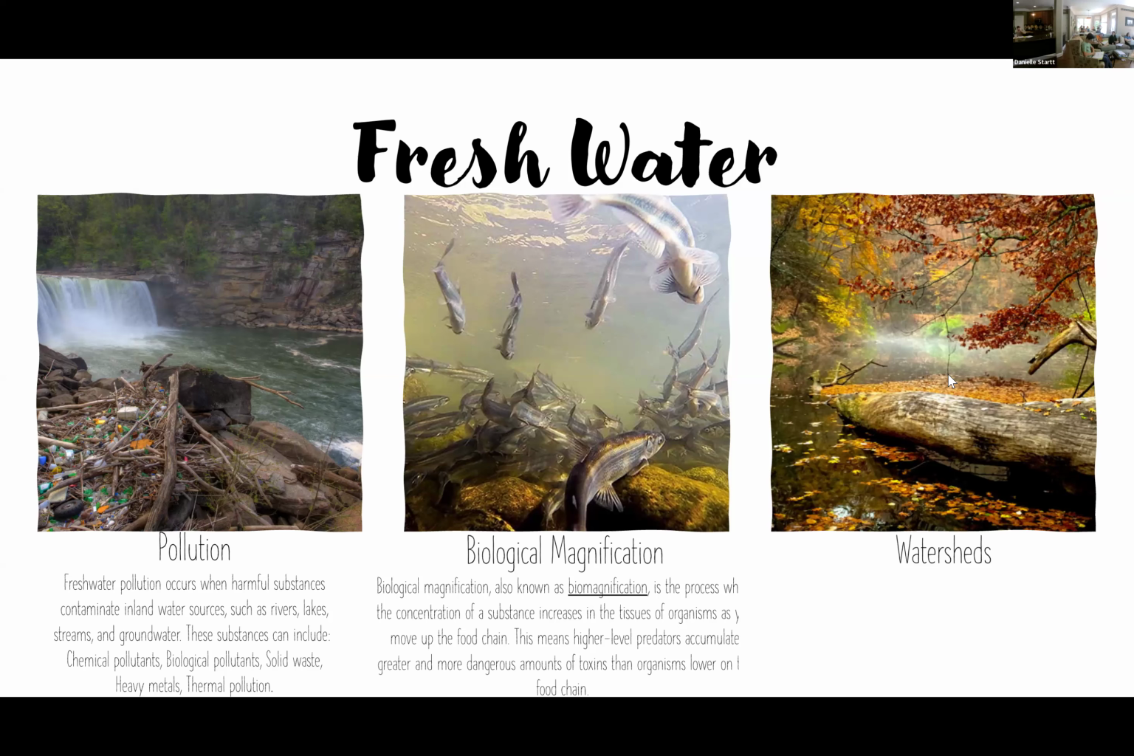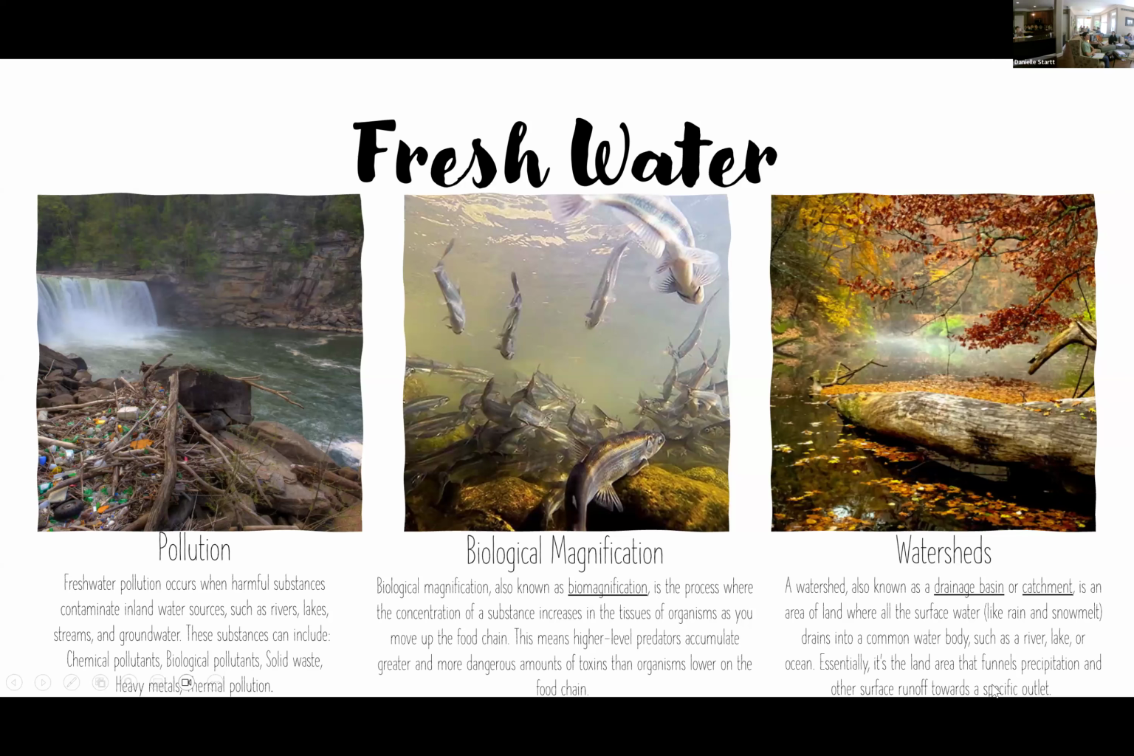But your watershed is basically your drainage basin or your catchment, your area of land where all the surface water, everything like rain and snow melt, is going to drain into a common body of water like a river, lake, or ocean. So the Etowah River watershed is where everything is pouring into the Etowah River. Like right here, we're in the Chattahoochee watershed. Anything that leaves my house is making its way downhill to the Chattahoochee, right? So essentially, it's the land area that funnels precipitation and other surface runoff towards a specific outlet. It's important to know if you're building in the Etowah River watershed that you're in it, but I still don't know why they put signs on the road.